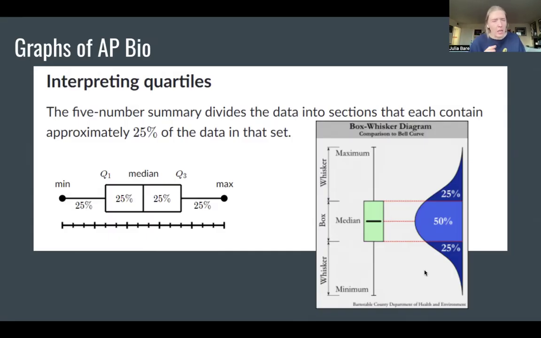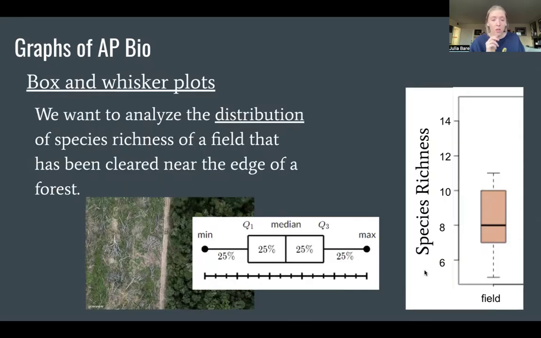All of this is really meaningless and almost impossible to understand if you don't have an example. So let's look at an example first, because again, it's really hard to conceptualize a box and whisker plot without looking at an example first. Let's say we want to analyze the distribution of species richness of a field that has been cleared near the edge of a forest. I have a picture right here of what we're talking about. This side would be the forest. On this side is the field that has been cleared of trees, and there's a road separating. What we have over on the right is our box and whisker plot.